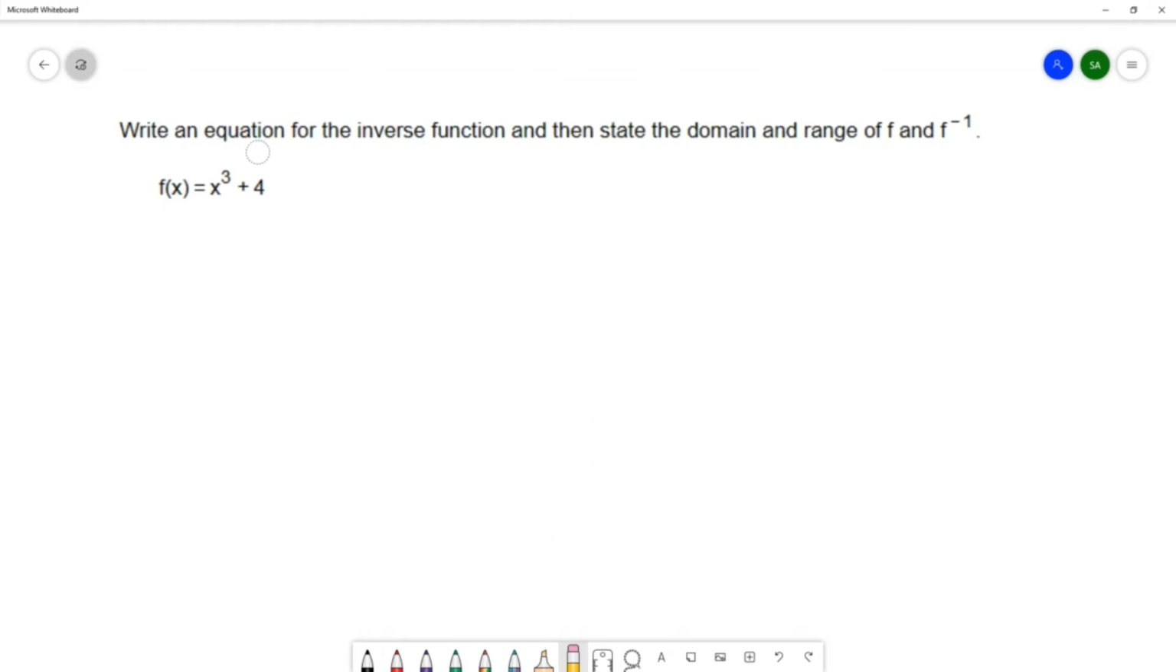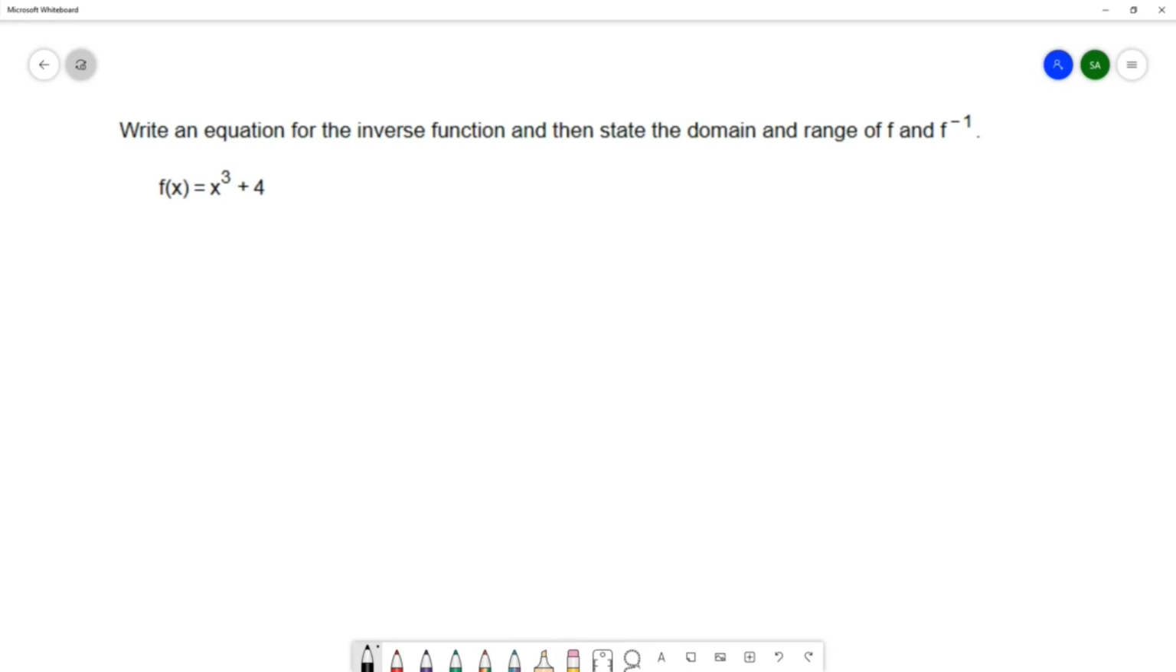Write an equation for the inverse function and then state the domain and range of f and f inverse. In this question, we have the function f of x equals x cubed plus 4. The first thing I want to do is find the inverse function, which we call f inverse.